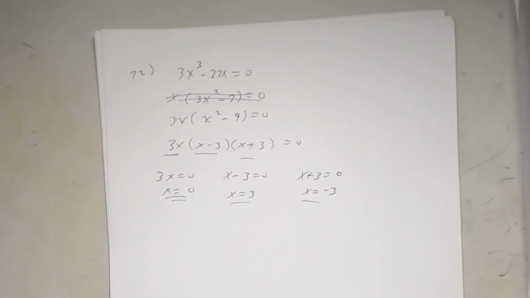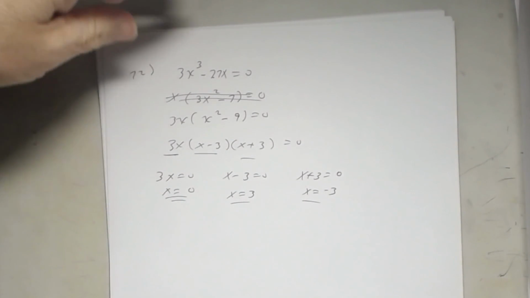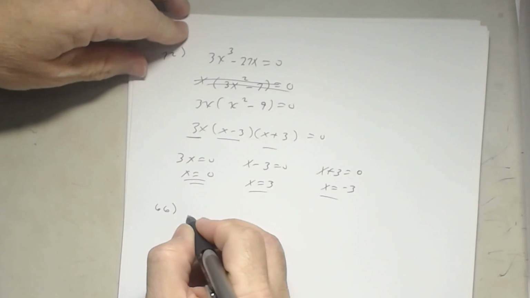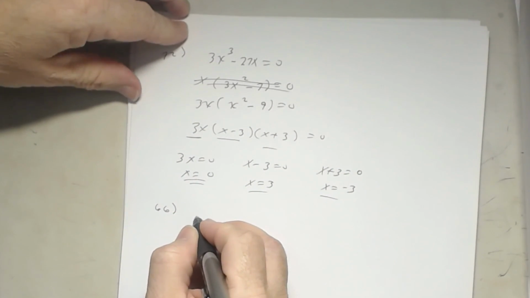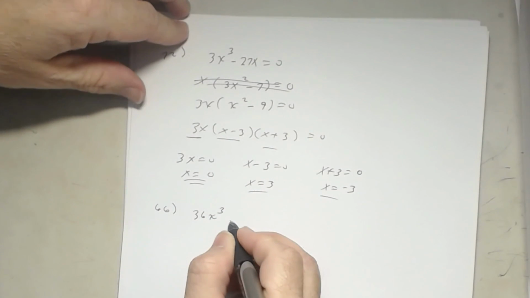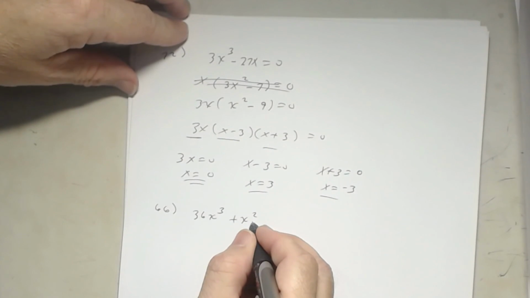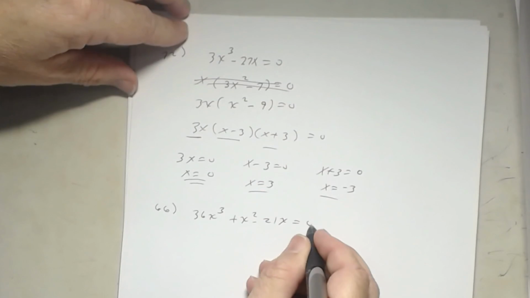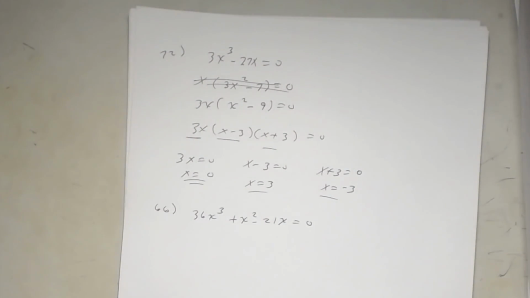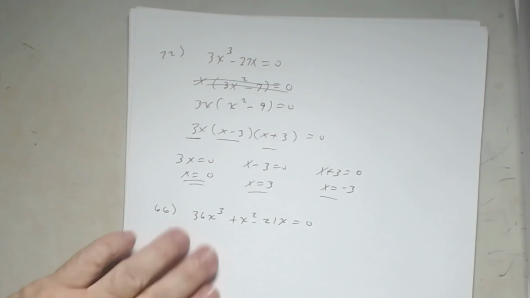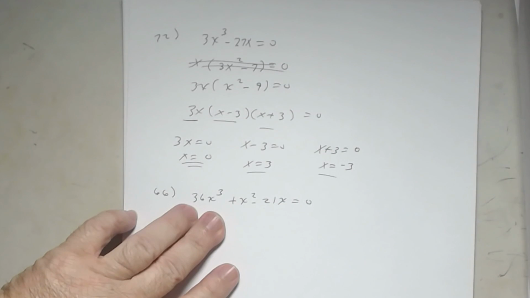Okay, so let's look at this. All right, 66. We have 36x cubed plus x squared minus 21x equals 0. Now remember, I always look for standard form. Is it in standard form? Yeah, it's in descending order, it's equal to 0. Although it's not quadratic, it is cubic.